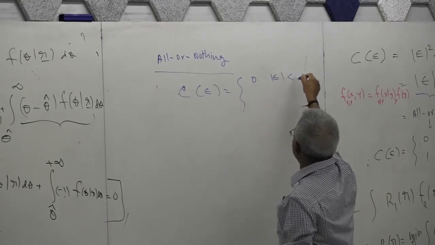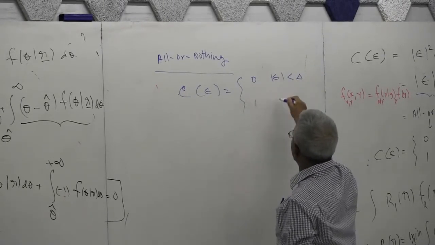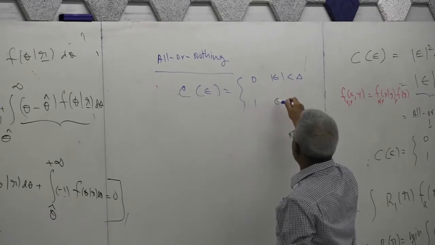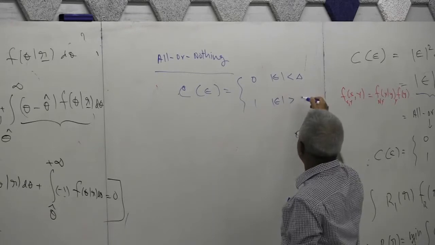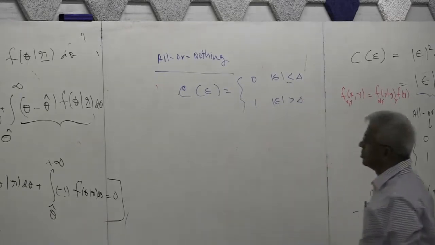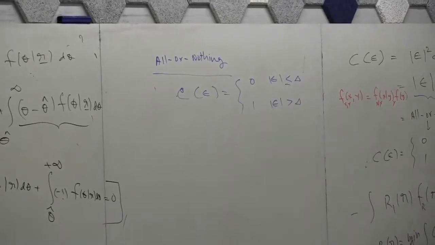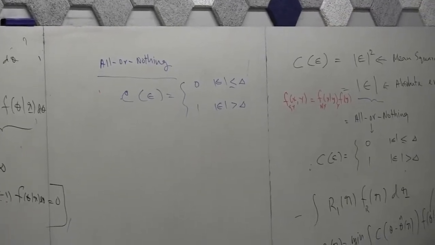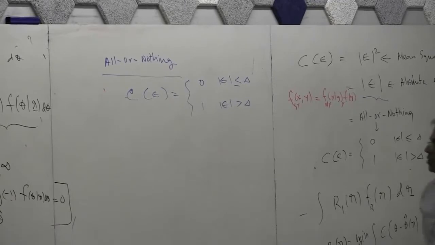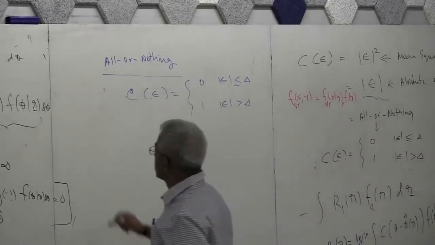So if the error is small, the cost is 0. If the error is small, so that means smaller than some delta, the cost is 0. Otherwise, high penalty. So we want to find out what is the best estimator for this particular cost function.